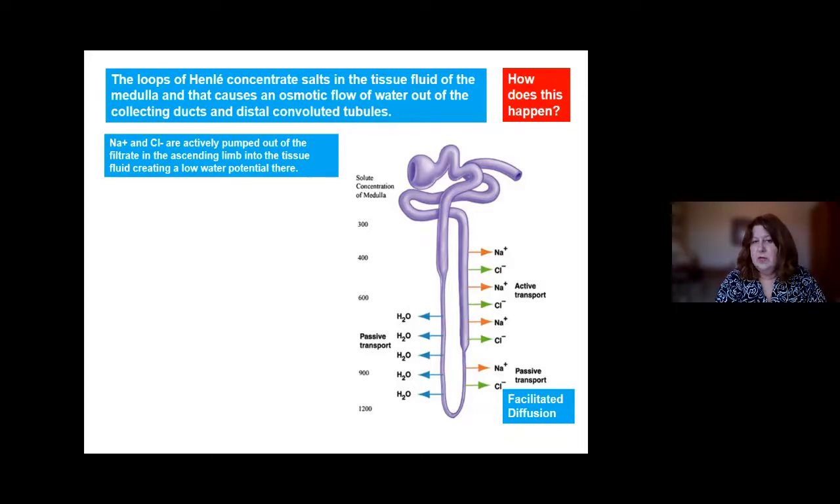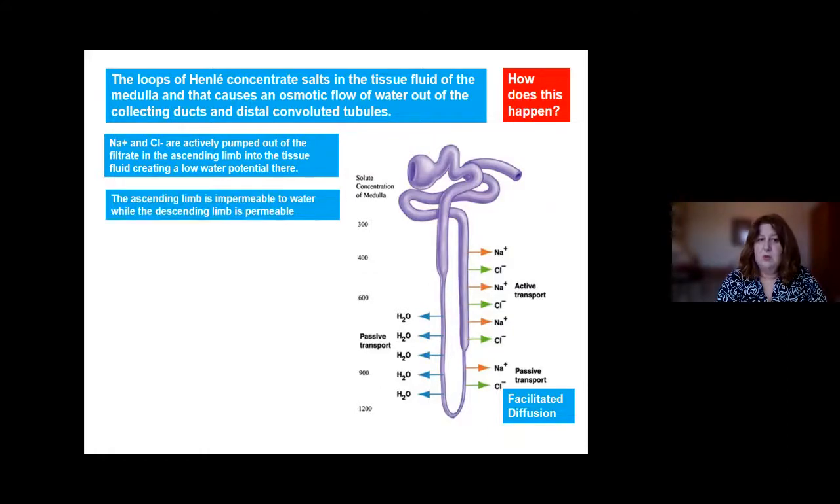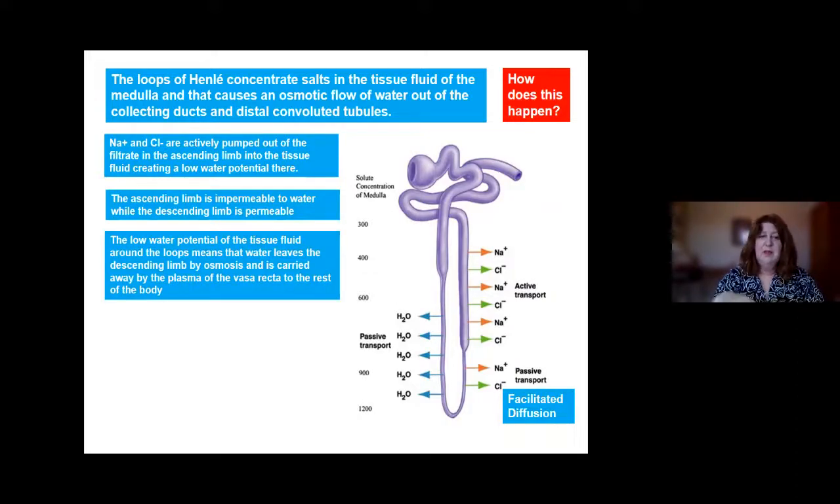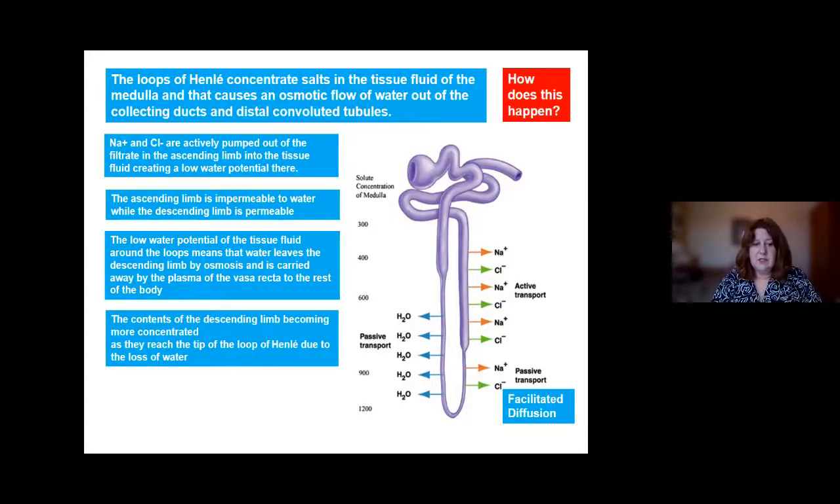We've got sodium and chloride ions actively pumped out of the ascending limb into the tissue, so there's a low water potential. Because that ascending limb is impermeable to water, while the descending limb is permeable, you will get that low water potential in those areas outside. And so water is going to leave that descending limb because it'll go from a high water potential in the descending limb to a lower water potential outside. So water is going to leave by osmosis and then get carried away in the vasa recta to the rest of the body.